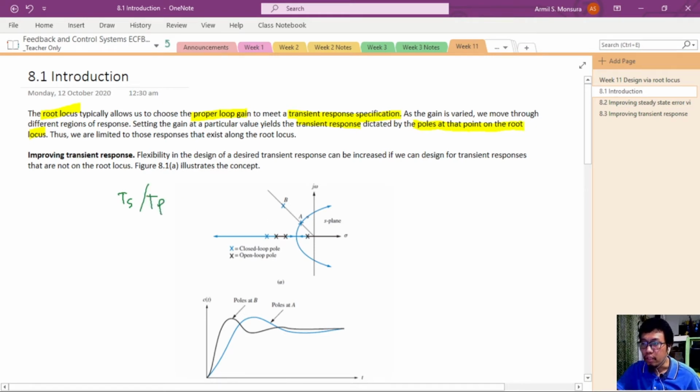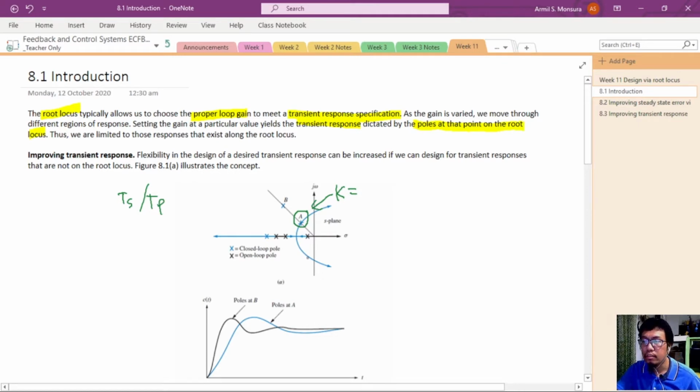Okay. Now, if at a certain gain, okay, nandito yung location ng pole niyo. Okay, if at a certain value of gain, nandito yung location ng pole niyo. Okay, remember lang that you would only be limited in setting your gain along this root locus.